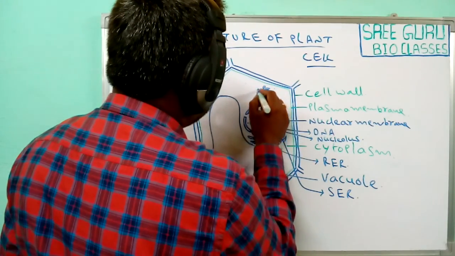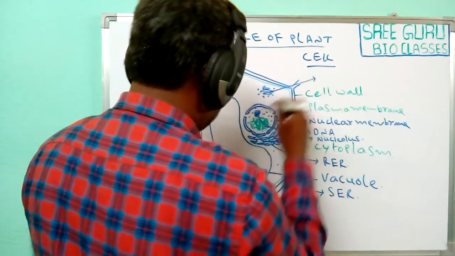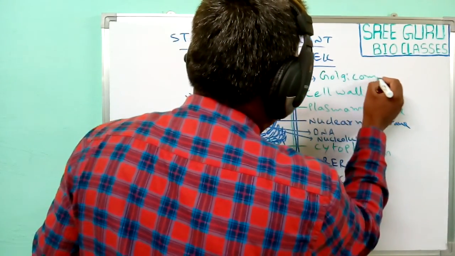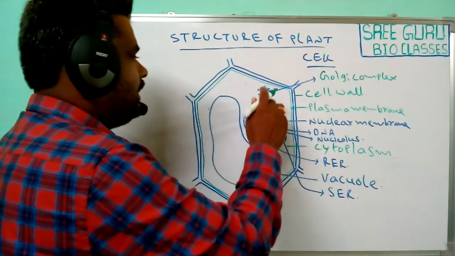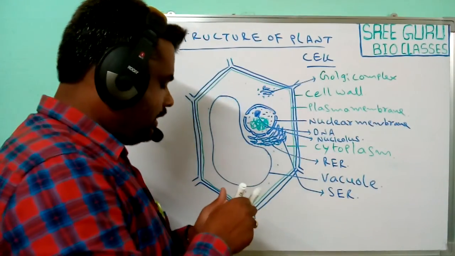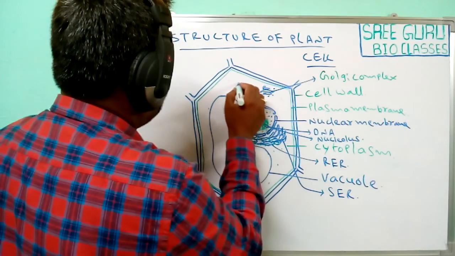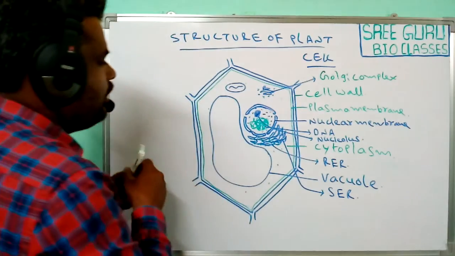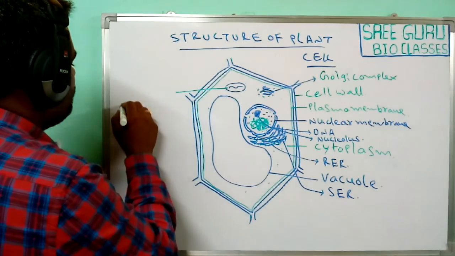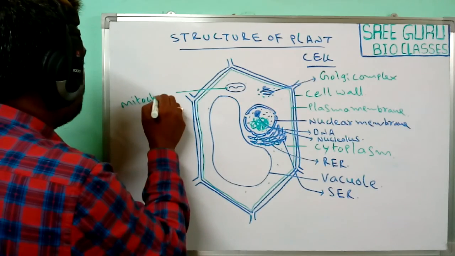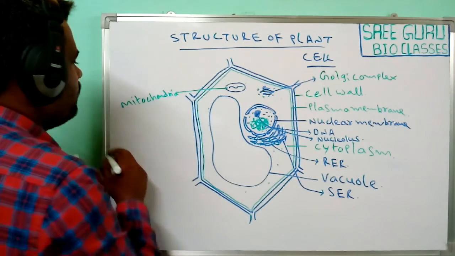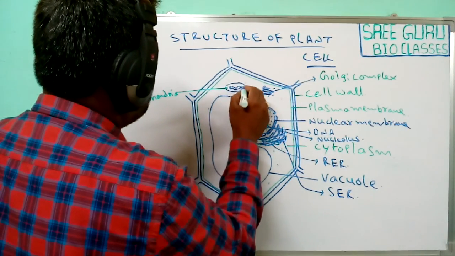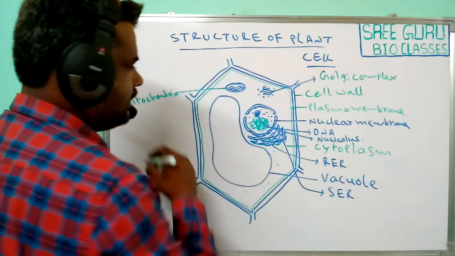This is the Golgi apparatus or Golgi complex. The Golgi complex is also present in this plant cell. Next, mitochondria. As we know, mitochondria are the powerhouse of the cell. Mitochondria are also present inside the cell. These mitochondria are also a double membrane structure.